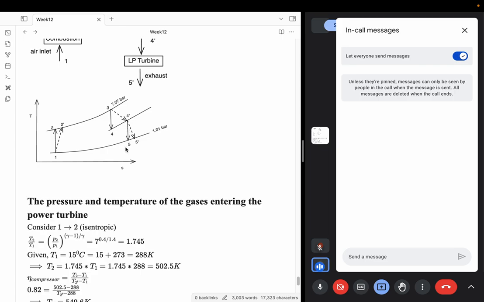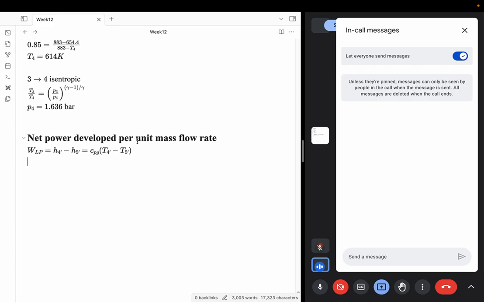So 4 prime to 5 is an isentropic process. So first I will calculate T5 from this, and then I will use the isentropic efficiency of this turbine to calculate the temperature at 5 prime. So the process is again straightforward, just as we have done before. The first thing is your isentropic process. Which process is isentropic? It's from 4 prime to 5 that is isentropic. So I'll write my relation.